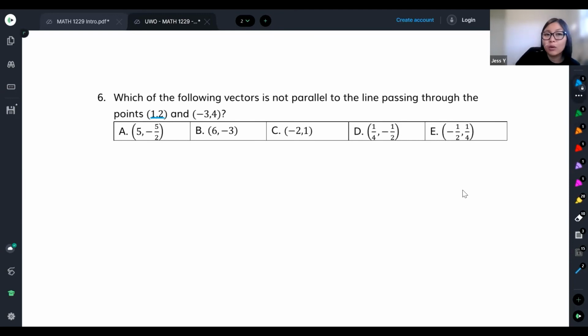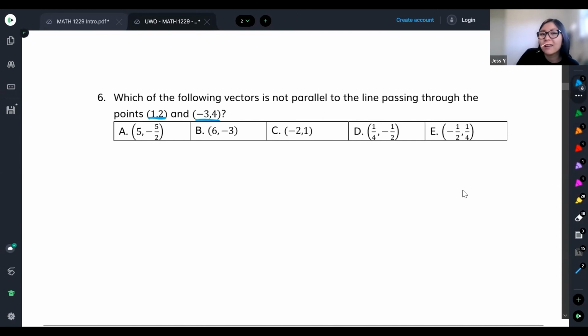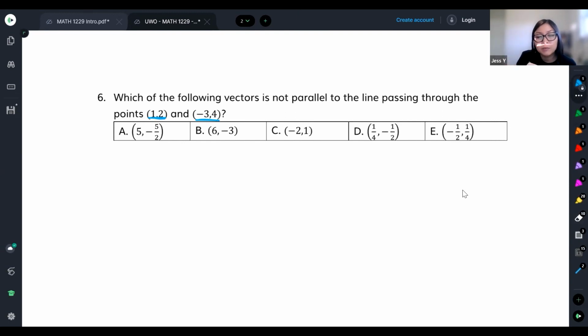Because when I have 2 points, how do I turn points into vectors? There's only one way. I can turn points into vectors by backwards subtraction, right? Remember, PQ is Q minus P. So really all I have to do is subtract this and then see which of these vectors is not parallel to that vector, okay? So let's start this one together at least. So the vector that we're looking for that passes through these 2 points is going to be (-3, 4) minus (1, 2).